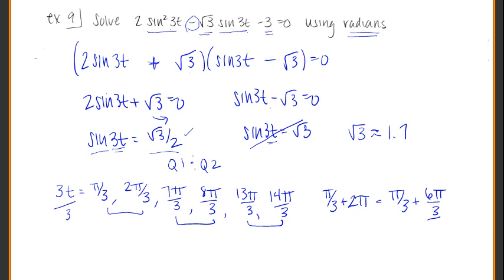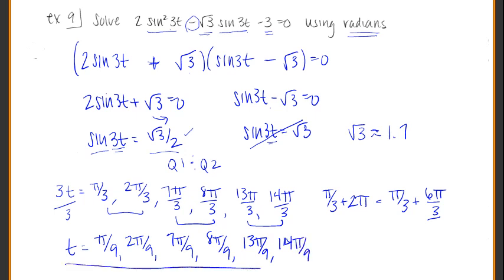Let's divide everything through by 3, and you'll get t to be, instead of pi's over 3's, it looks like we now have pi over 9's. So running through this just real quick and writing them all as just pi over 9's, and we can call this problem done after this. Box it up. We're finished.